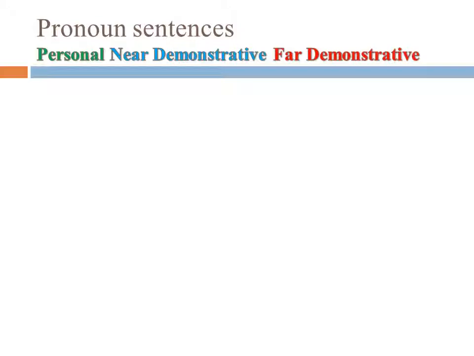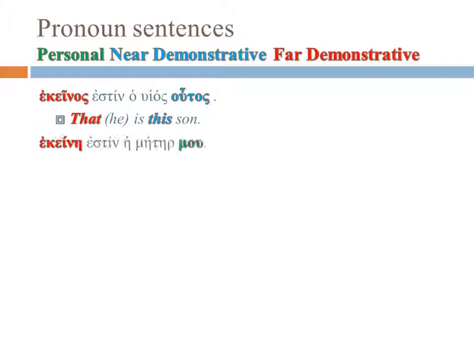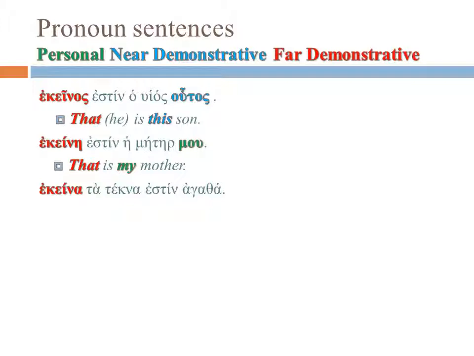Pronoun sentences. All we have to do is take the same sentences and use ekeinos instead of houtos. Okay, so in this case, we have that is this son, ekeinos estin houtos, that is this son. Ekeine estin he meter mou, that is my mother. Ekeina ta tekna eisin agatha, those children are good.